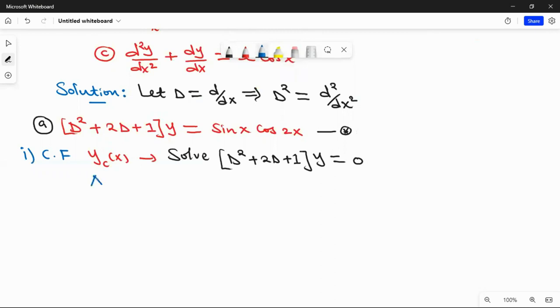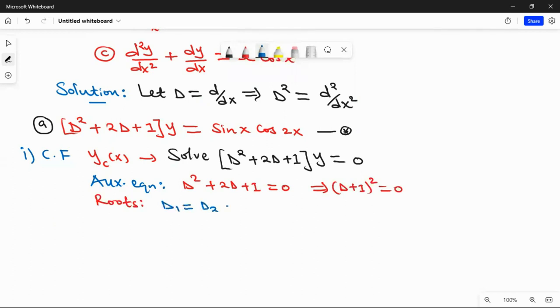So the auxiliary equation: equate the coefficient of y to 0, so that will give us D squared plus 2D plus 1 is equal to 0. If you factorize, you're going to get D plus 1 squared is equal to 0. So from here, we can find the roots. Remember, there are two. D1 is equal to D2, and so that is negative 1. These are the case of real and equal roots.